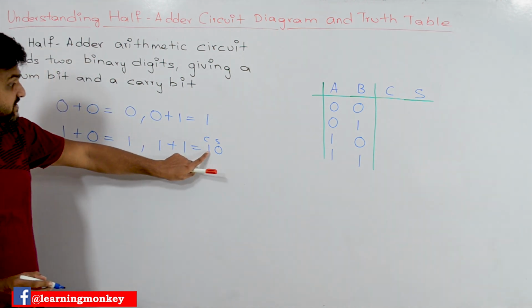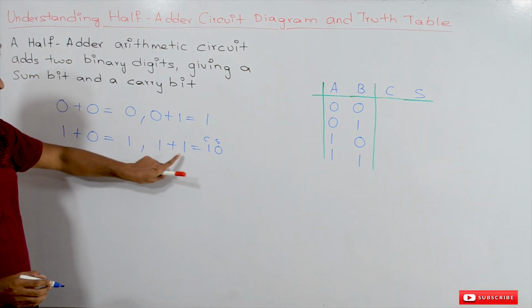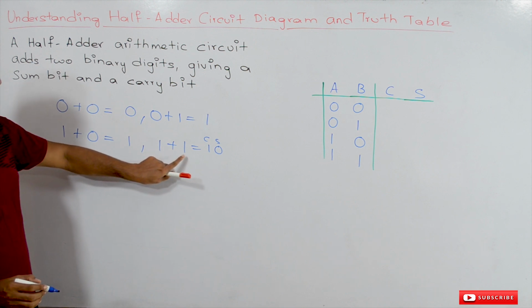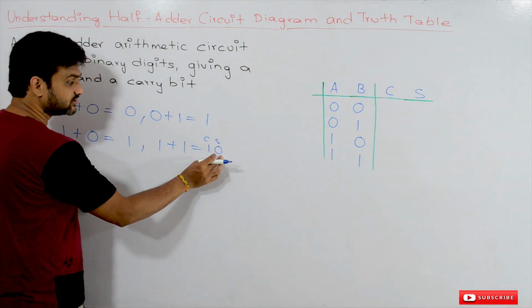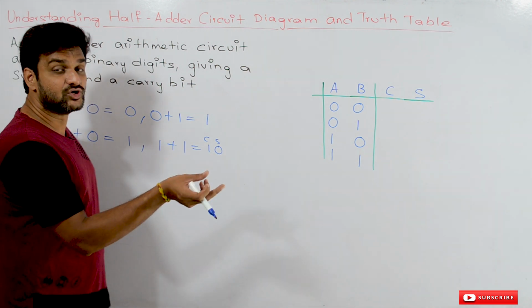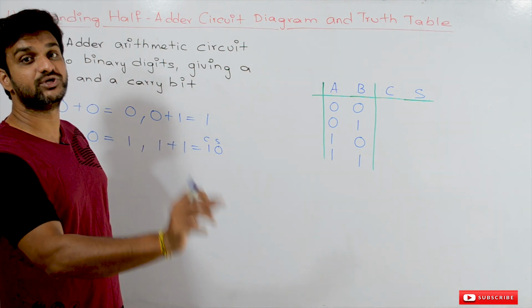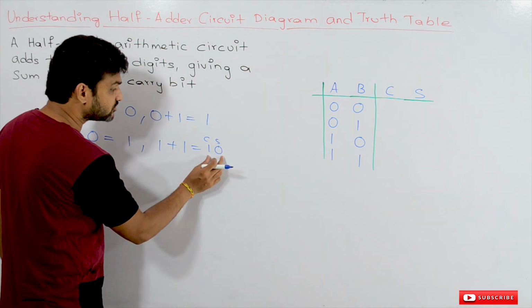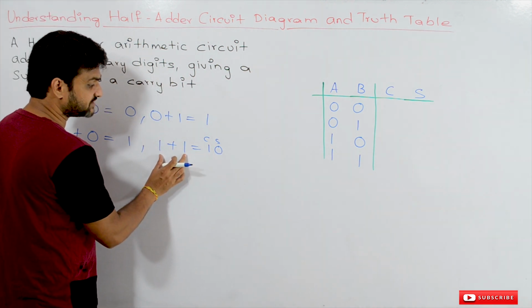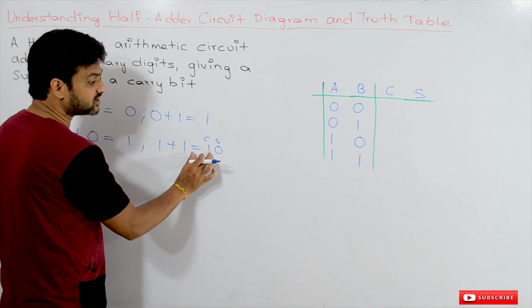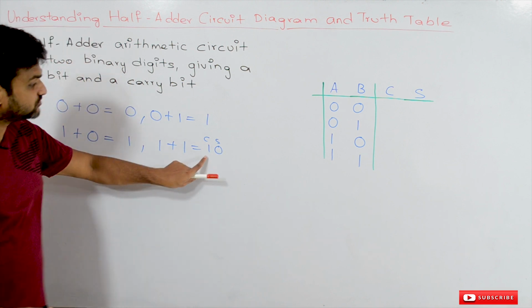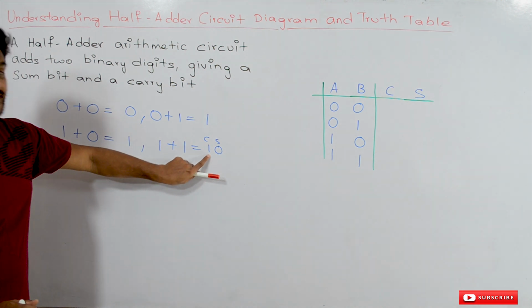The extra bit that is generated after the sum of two binary digits 1 and 1 is 1 plus 0. So, 1 plus 1 is 2, and the binary representation of 2 is 1 0. So, 1 0 is produced after the summation of 1 and 1. This is what we call the carry bit.